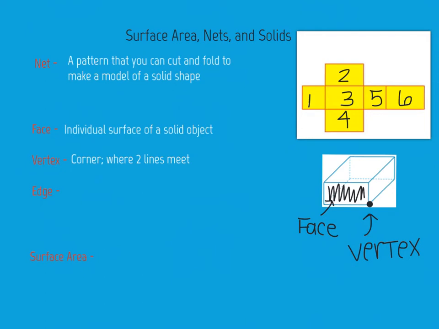Lastly, we have an edge. An edge is a line segment that joins 2 vertices. So again, moving on over to our 3D shape we have beneath our video, this part right here would be an example of an edge.